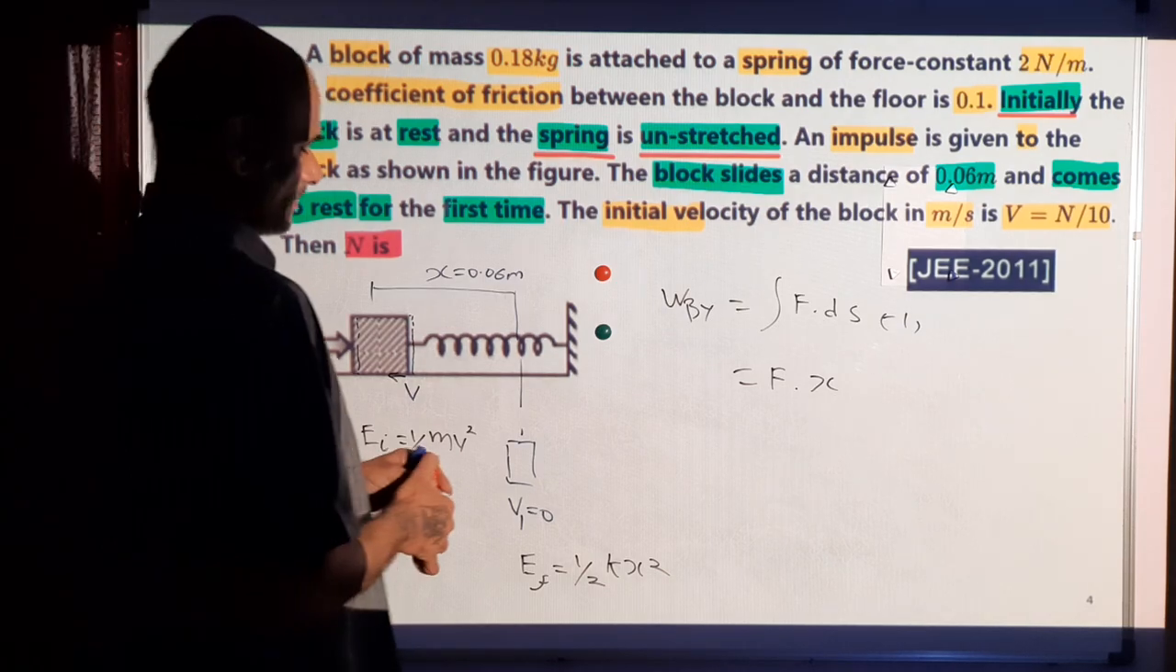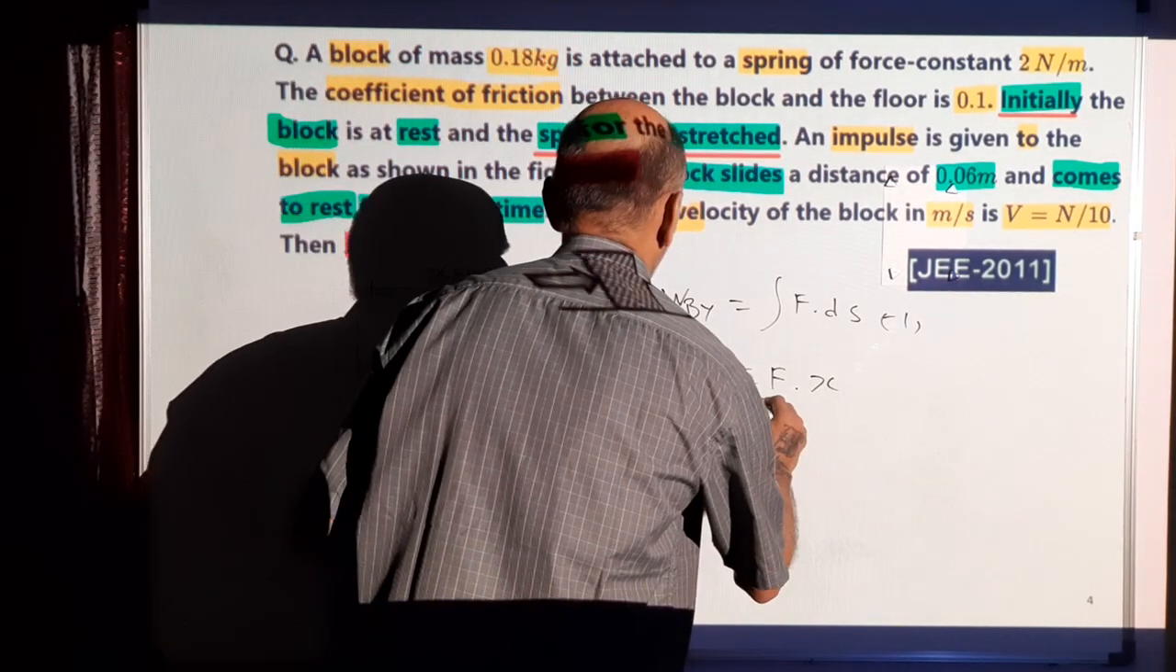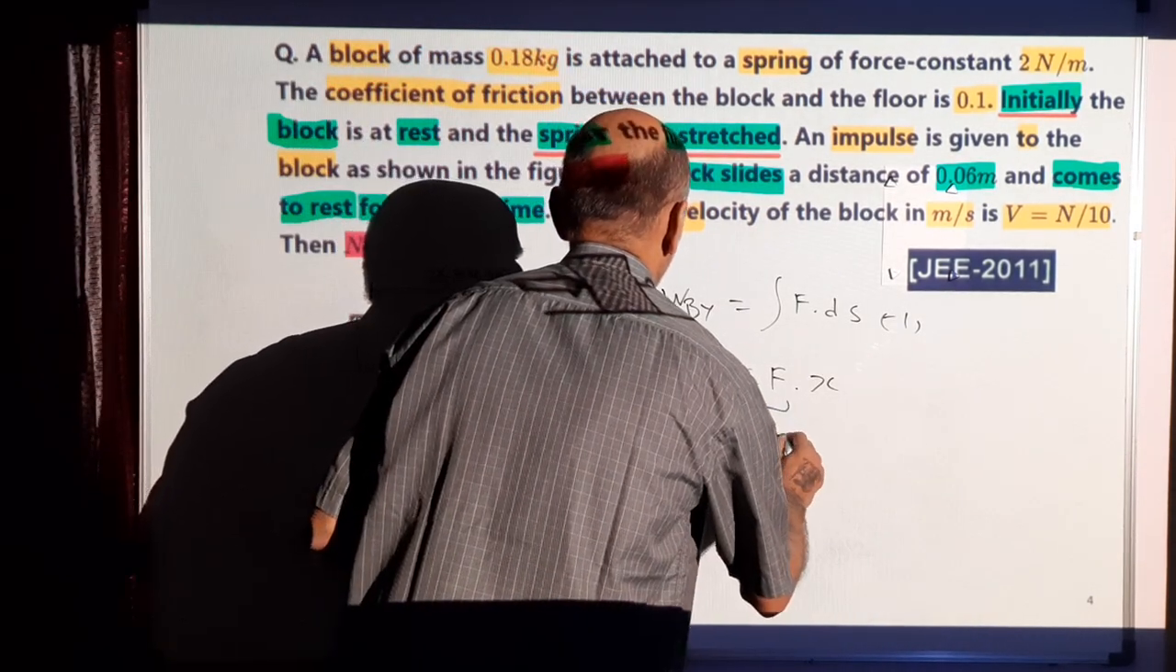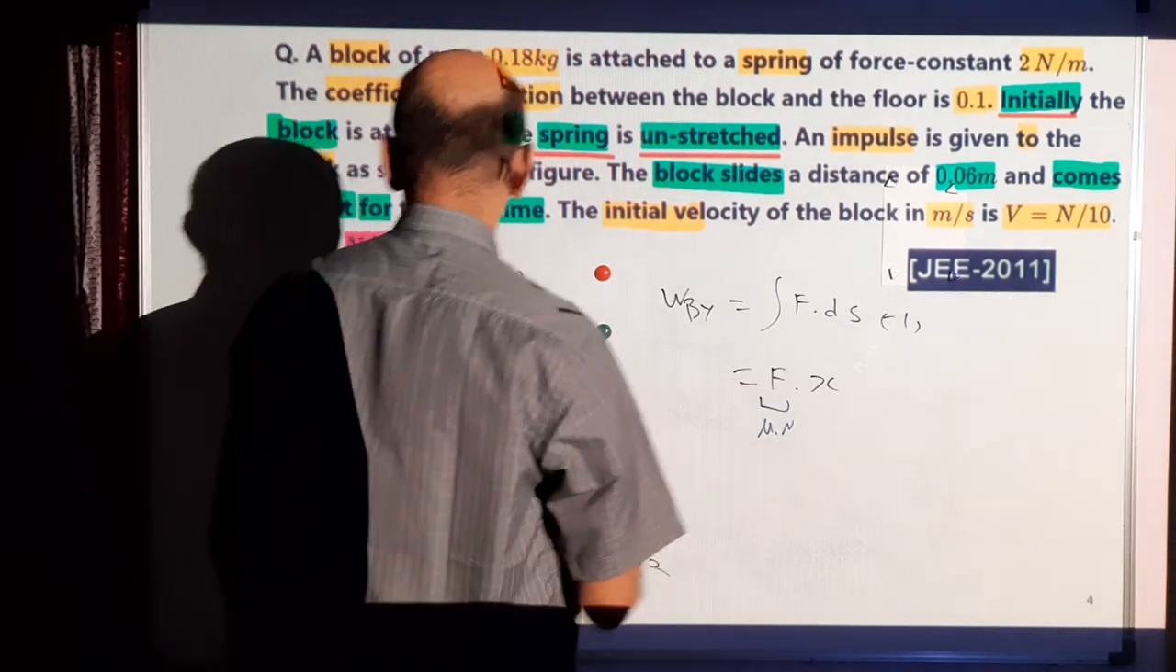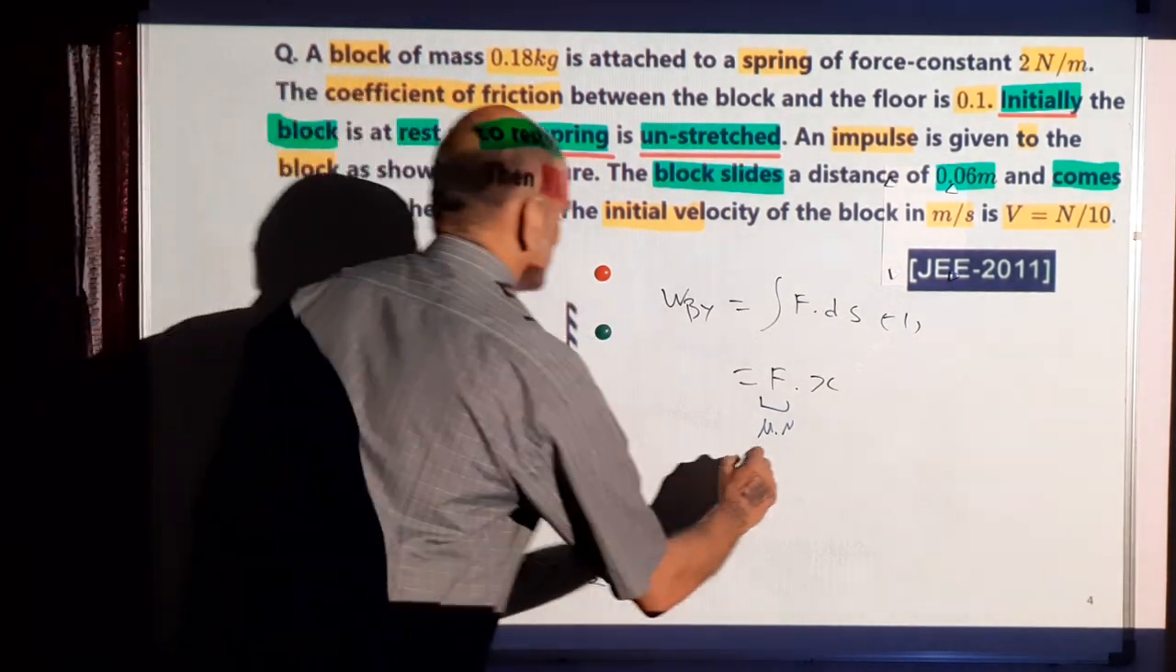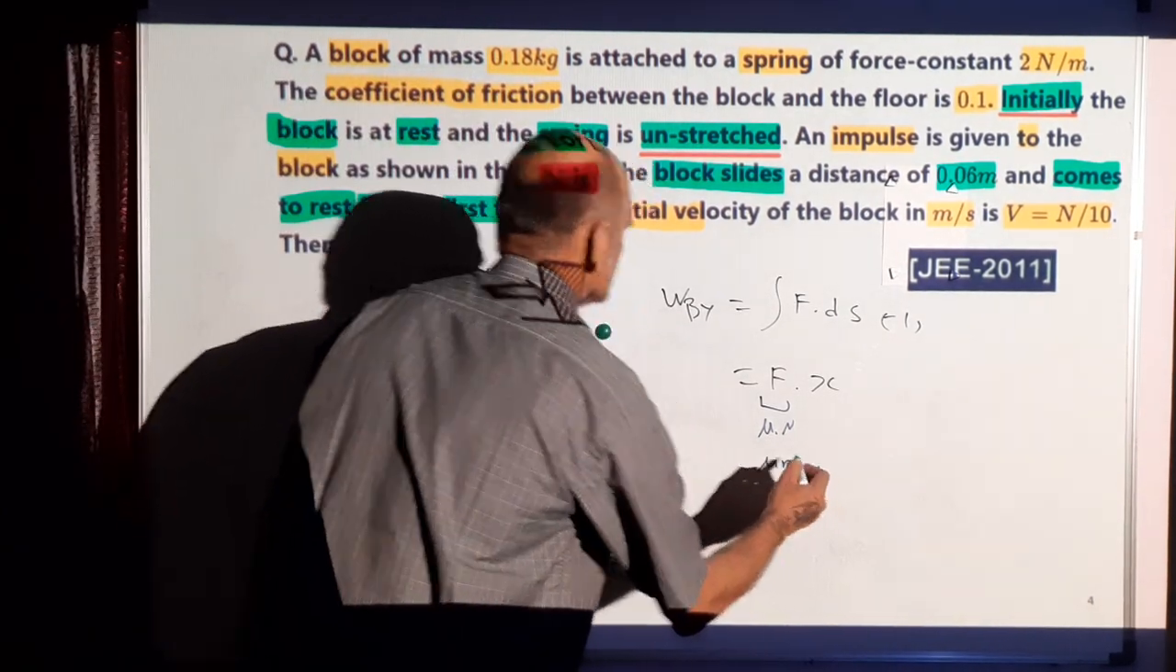This friction force is the coefficient of friction mu into the normal reaction, and the normal reaction between the block and the surface is the weight. So it's mu mg.